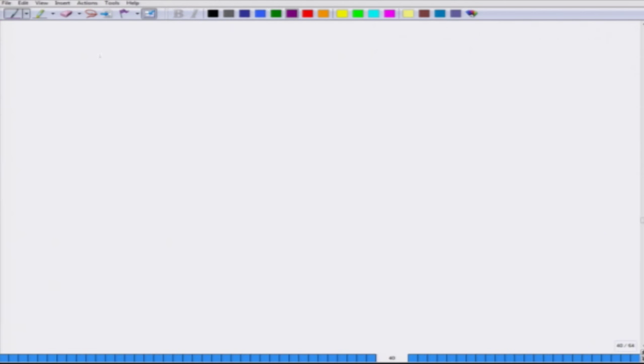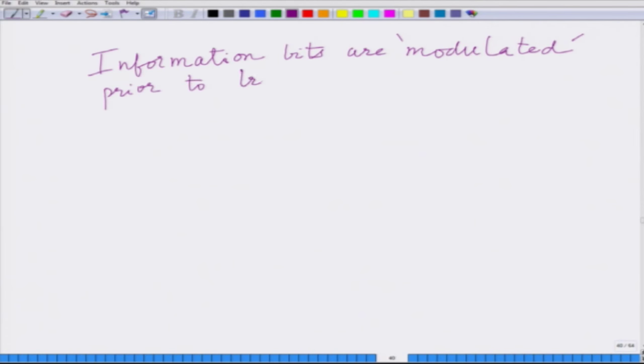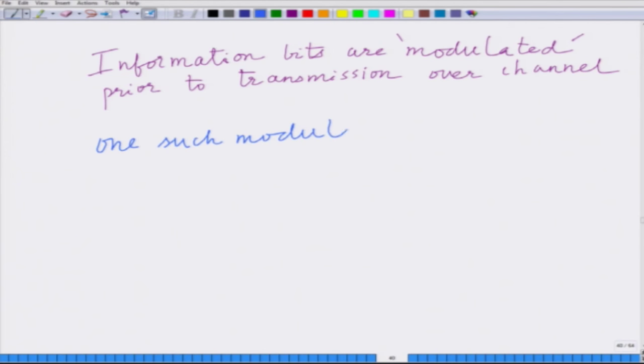So these information bits are modulated prior to the transmission over the channel. And one such digital modulation format, because we are going to talk about digital communication systems, is BPSK.